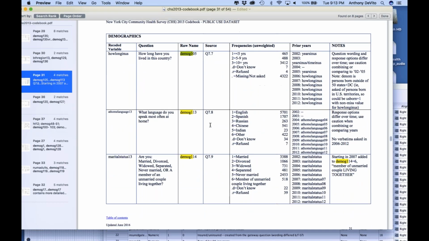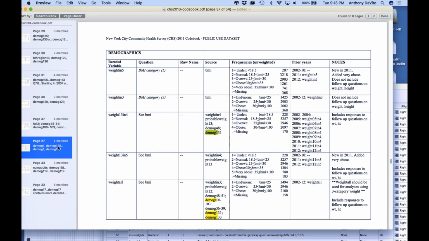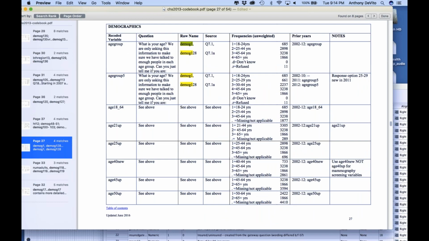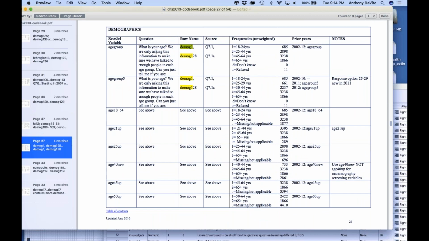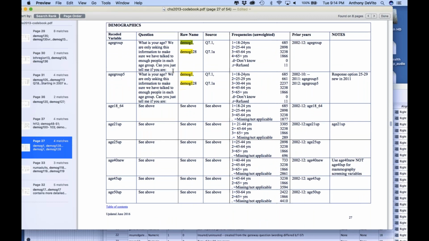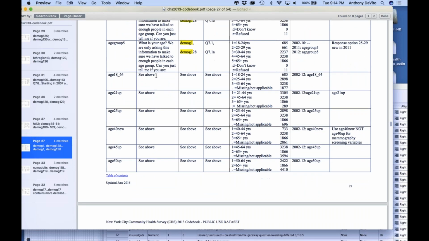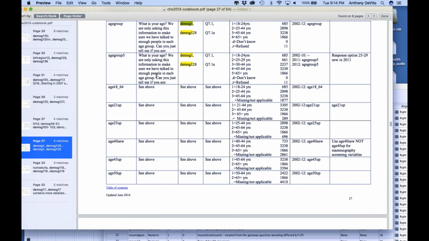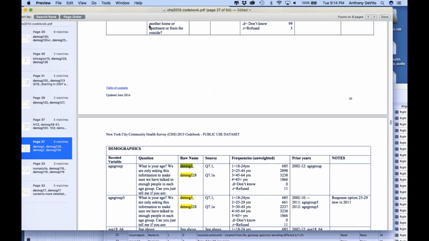Let's see where it is. Oh, age group. Well, these are ages, so I bet it's in here somewhere. What is your age? We only ask this question to make sure we have talked to enough people in each age group. Age group. What is your age? I don't see it in here. Let me take a quick look back here.